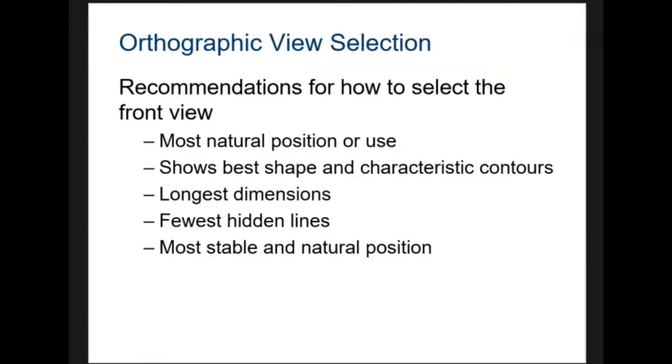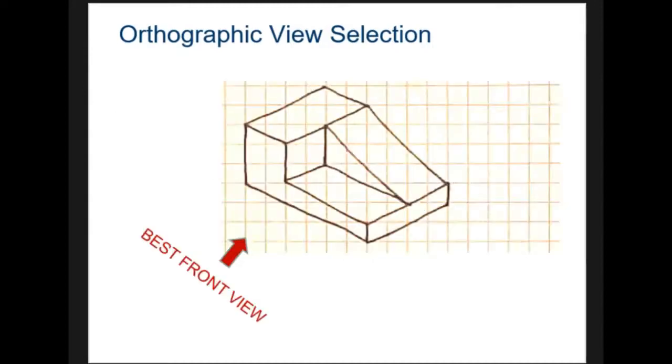So when you are selecting a view, here are the recommendations. Find the most natural position of the object, whatever shows the best shape and characteristic contours. Typically the longest dimension will be the front view. Also choose the view with the fewest hidden lines and or the most stable and natural position of the object.